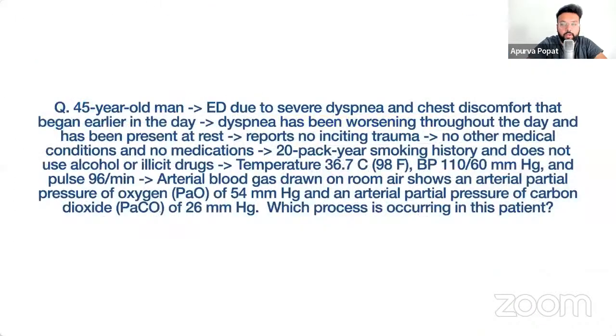Okay, this is your final question for the day. A 45-year-old man is coming to the ER. He is having severe dyspnea, chest discomfort. Okay, let me walk you through this. He's having dyspnea, chest discomfort, and he's having smoking history. Otherwise, everything is okay. What's important for us? The ABG shows PaO2 of 54 and PaCO2 of 26.